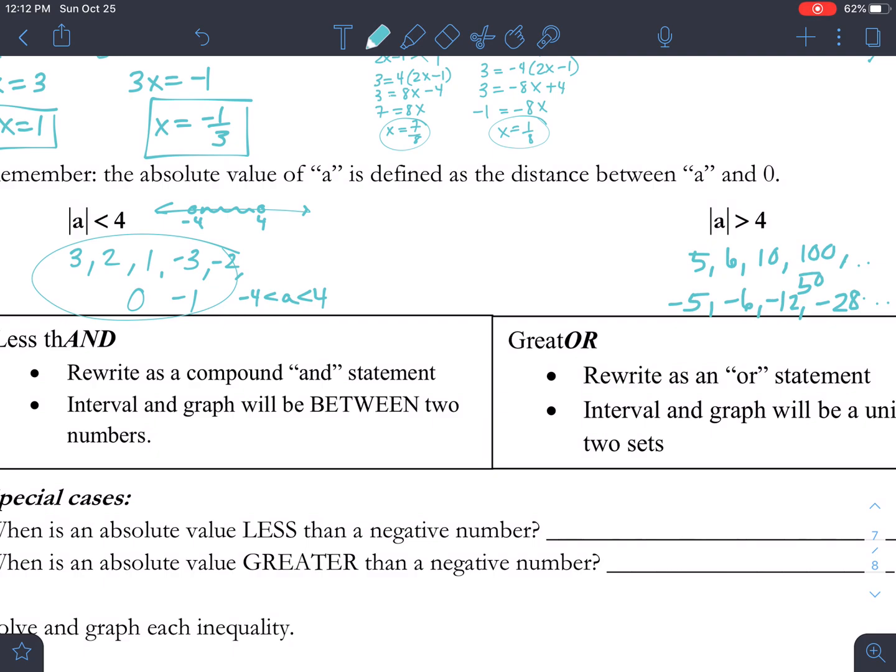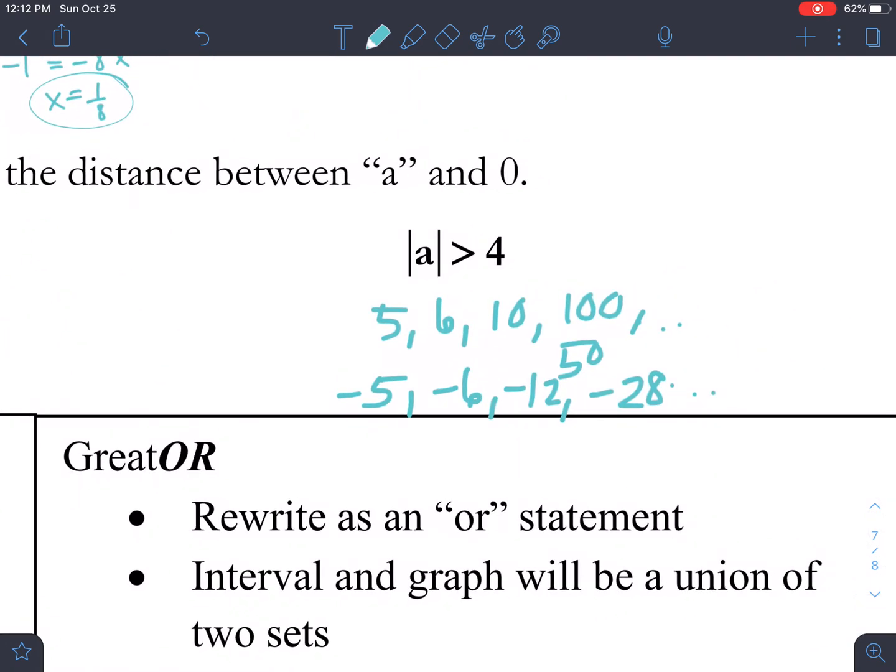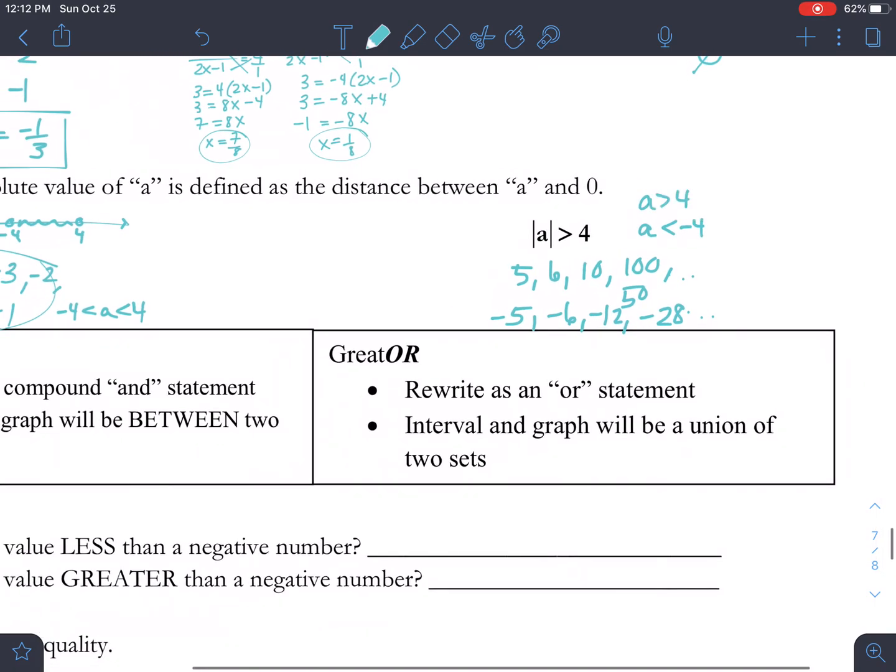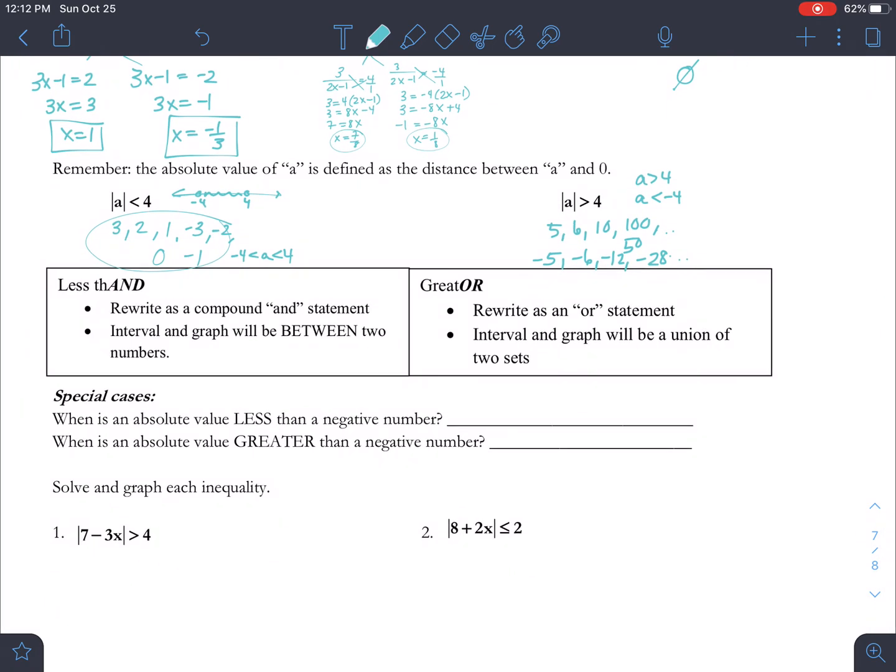So in this case, I hope you notice, these are values that are greater than 4, but also all the values that are less than negative 4. So values that are greater than 4 and the values that are less than negative 4. All right, so that's kind of interesting to us as well. And here's how we're going to use that.